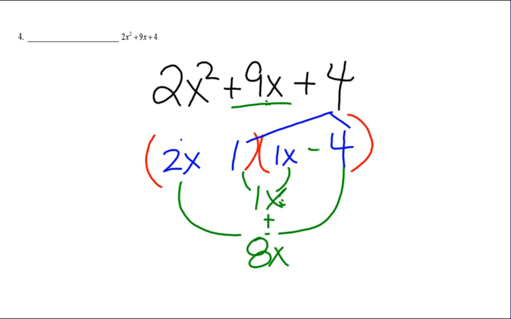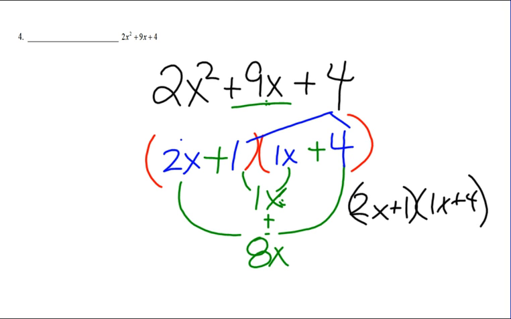So if this is positive and this is positive, all right, my final answer here was that 2x plus 1 times 1x plus 4 can be factored or multiplied. It's the factor of the 2x squared, the original problem, plus 9x plus 4.